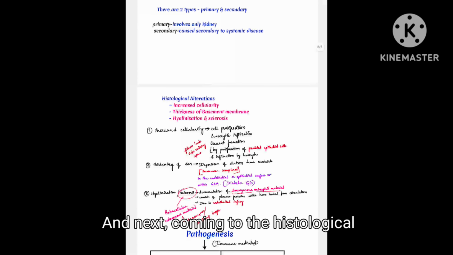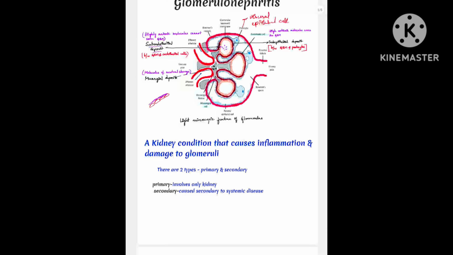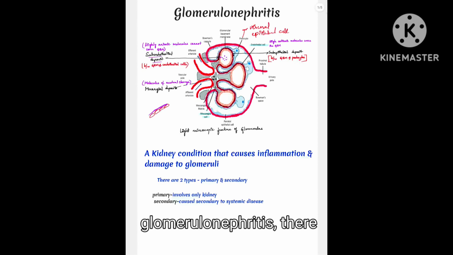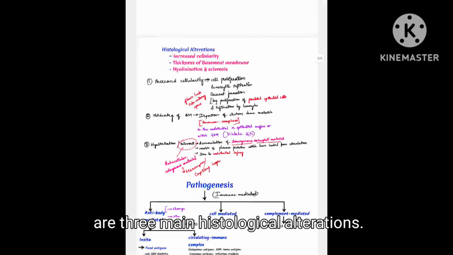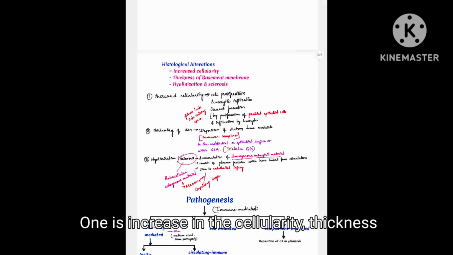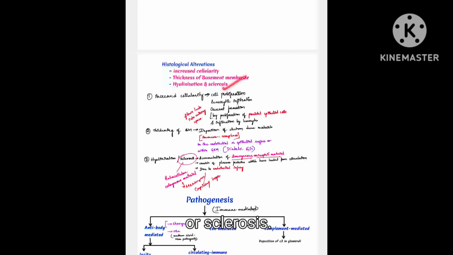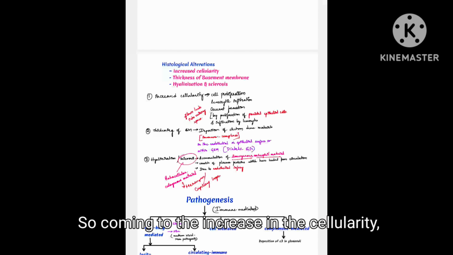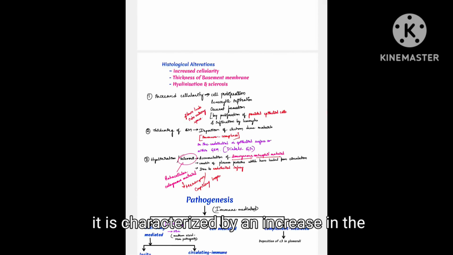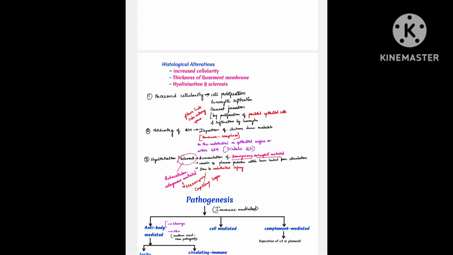And next, coming to the histological alterations. Whenever there is glomerulonephritis, there are three main histological alterations: an increase in the cellularity, thickness of the basement membrane, and hyalinization or sclerosis. Coming to the increase in the cellularity, it is characterized by an increase in the number of cells in the glomerular tufts. Such a lesion is called proliferative glomerulonephritis.